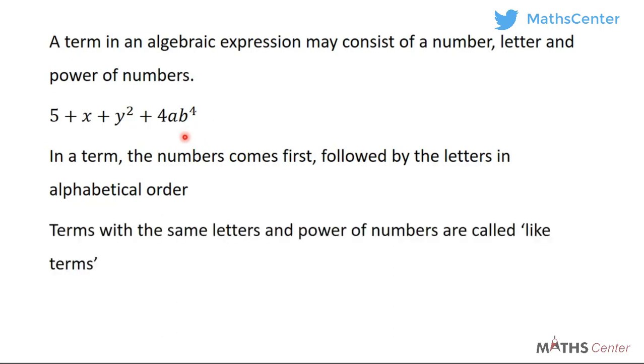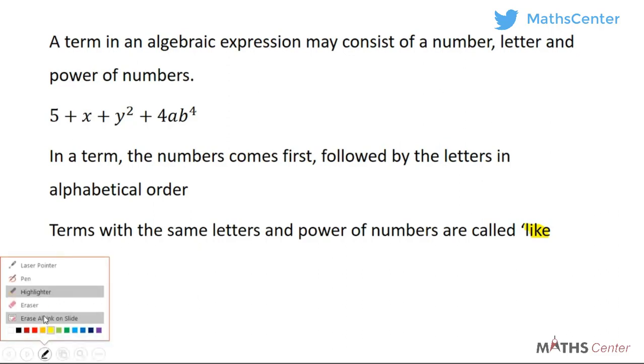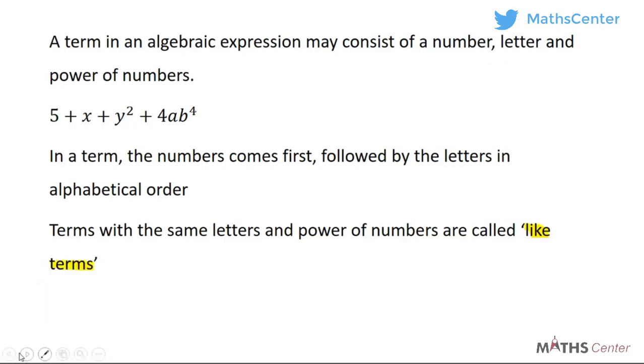Terms with the same letters and power of numbers are called like terms. Now this is a very, very important thing. I'm going to highlight this for you to see. They are called like terms. So I'm going to highlight like terms. Then I will explain what that means. If we want something to qualify as a like term, we are saying that terms with the same letters and powers of numbers are called like terms.